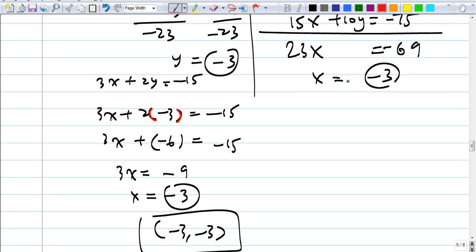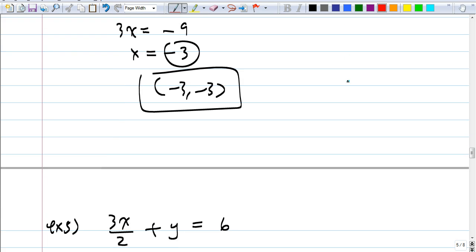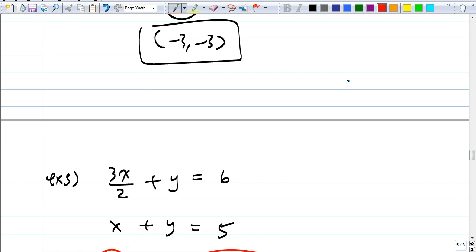How many people got negative 3 as your answer? If you didn't, do you see your mistake? Okay. Any question? Is this pretty straightforward? Can you do something like this for your homework tonight? Okay. Well, let's try the last one here. This one. What if they give you fractional coefficients? What are you gonna do?